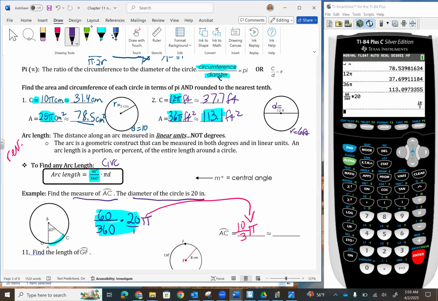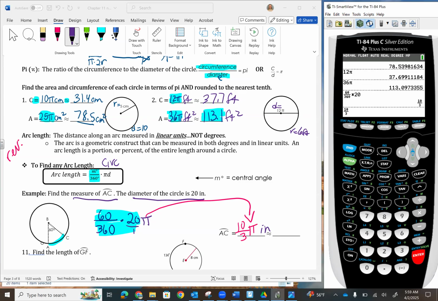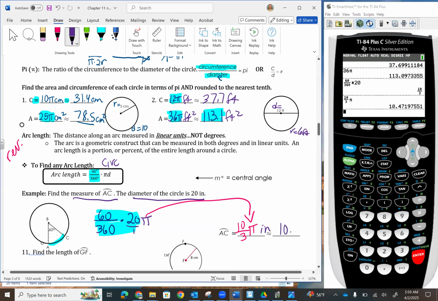And then the linear length between here and here, because we're talking about inches, is going to be in inches. To figure out what that is, I am going to take this value here and multiply it times pi, and evaluate what that is, and you're going to get approximately 10.5. What's it say, round to? It doesn't say. Okay, so 10.5, and that's inches. So this answer, when you just multiply it out, is 10.5.